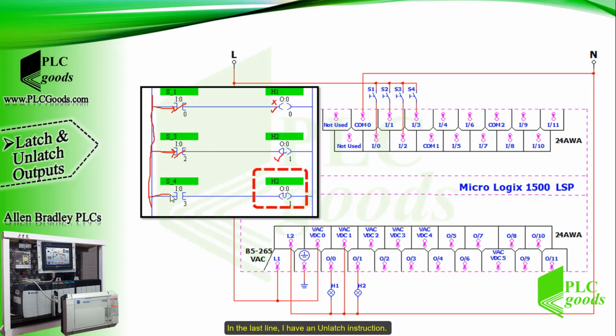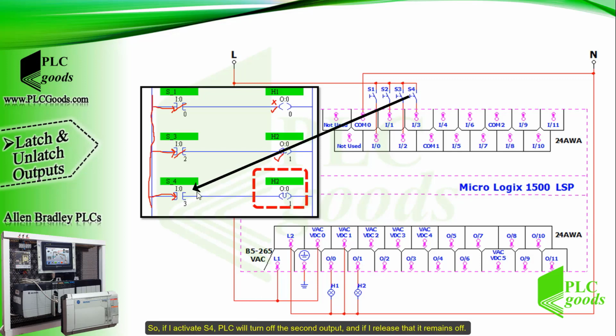In the last line, I have an unlatch instruction. It is only used for turning off. So if I activate S4, the PLC will turn off the second output, and if I release that, it remains off. Pay attention. You can recognize latch and unlatch instructions by the letters L and U.